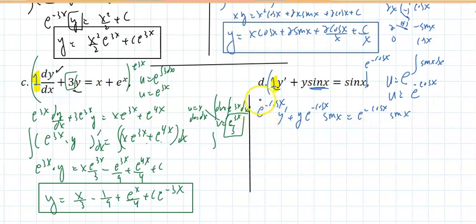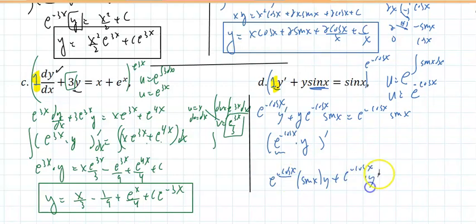I was checking if I take the derivative of e to the negative cosine of x times y. So let me do that on the side. If I take this derivative, the derivative of the first times y is the sine of x times y plus e to the negative cosine of x times y prime. And yeah, it matches perfect. The right side is e to the negative cosine of x times sine of x.